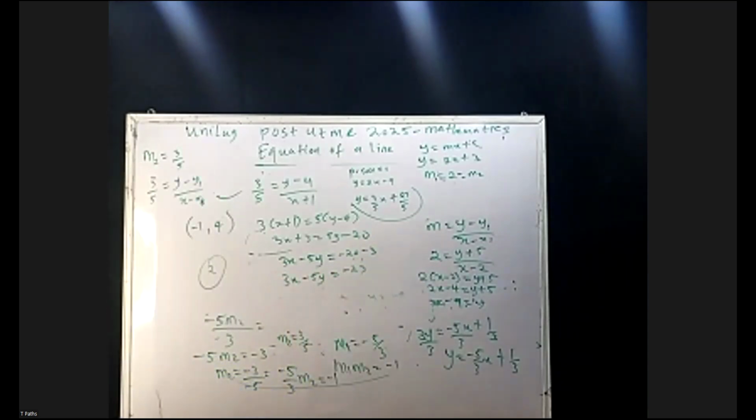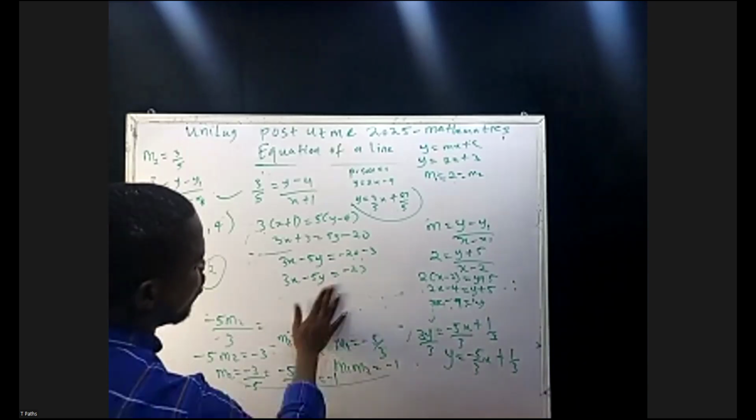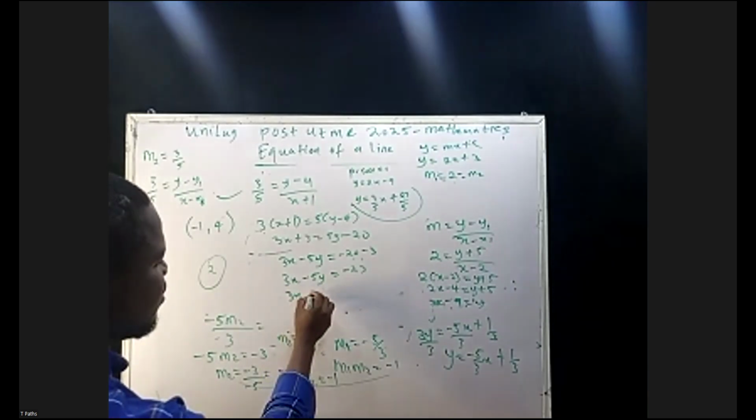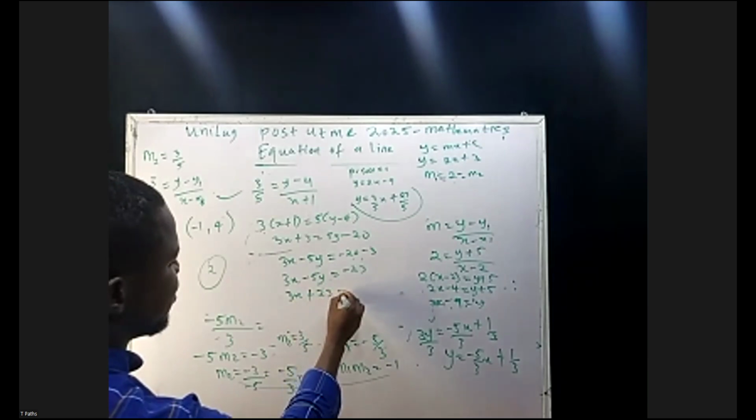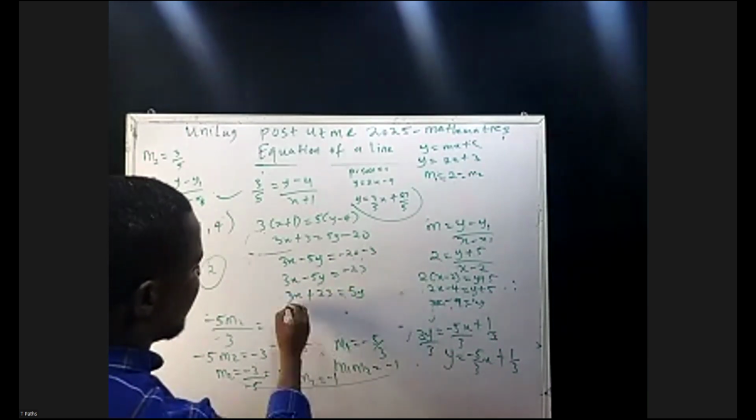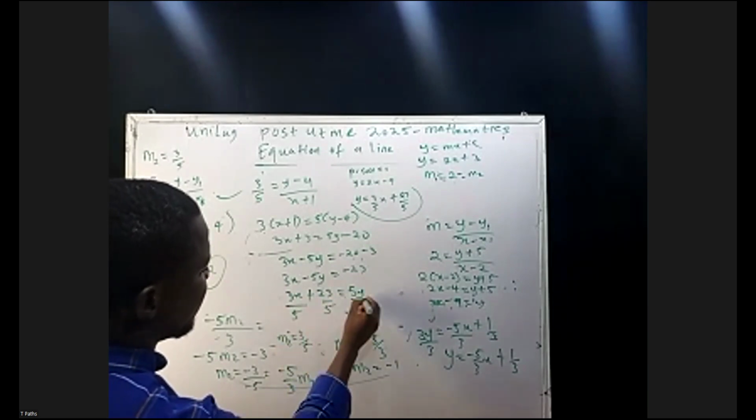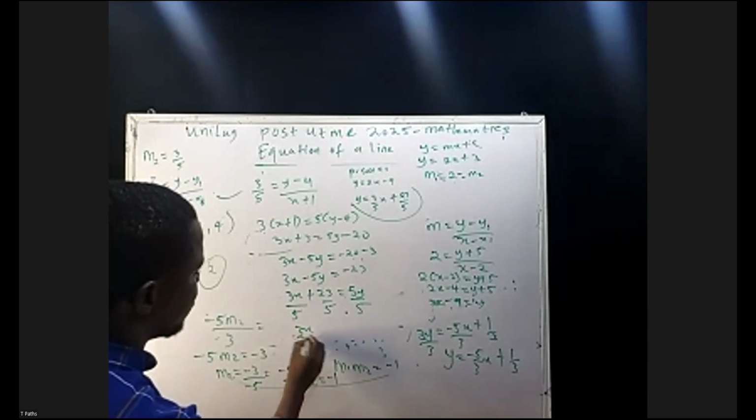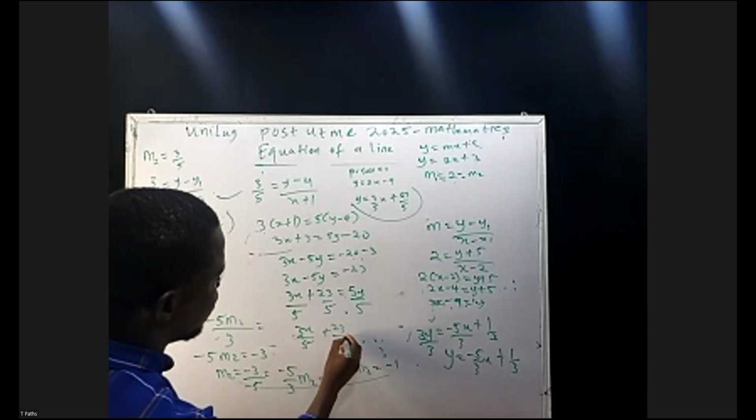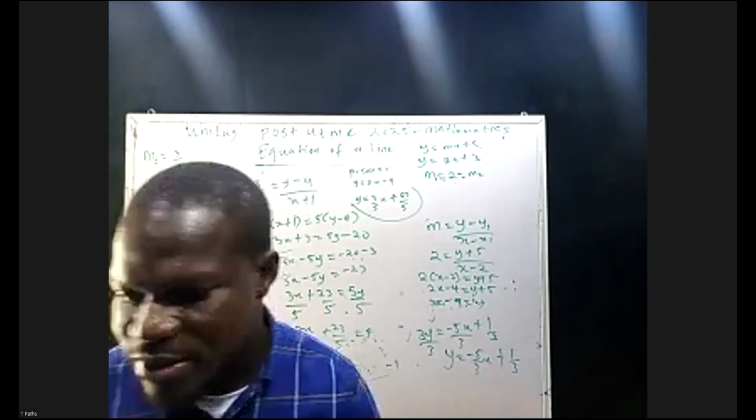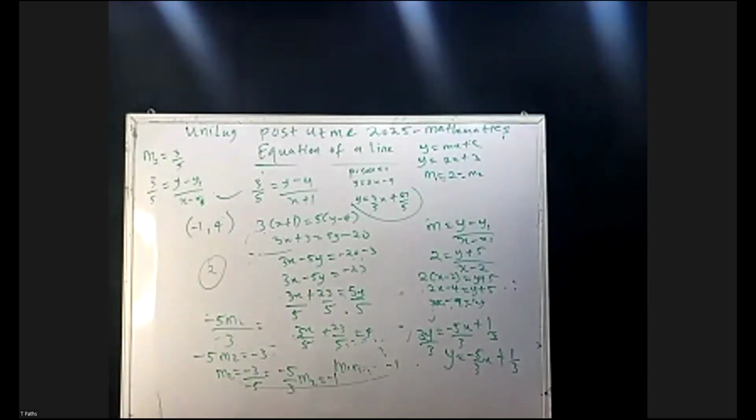Now, it can look like your own. If I want to make it like your own, I just bring 3x here, then I bring plus 23 here, then I bring 5y here, right? Then I divide both sides by 5, then it is like your own. That is 3x over 5 plus 23 over 5 equals y.